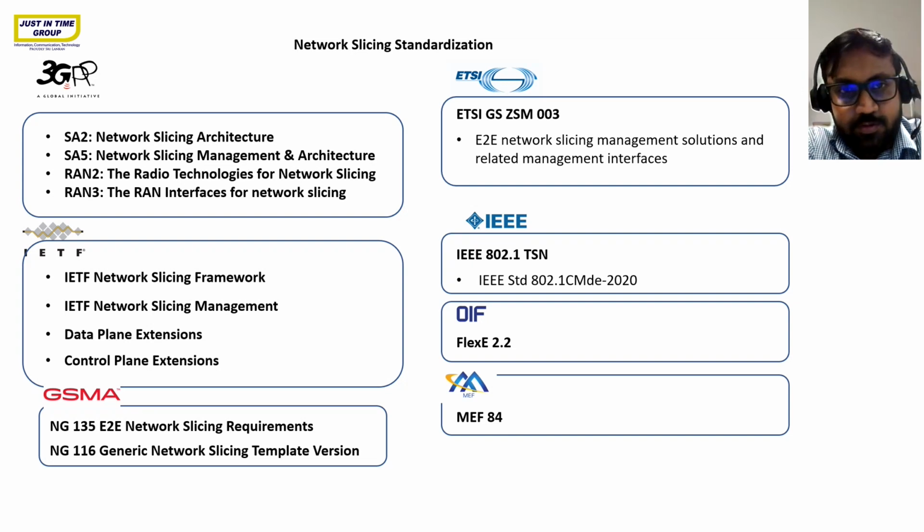ETSI is also involved, and the ETSI ZSM, Zero Touch Service Management framework, is also there to define management interfaces and specifications related to that. IEEE is also involved in terms of time-sensitive networking standards. If you take network slicing, predominantly in the 5G fronthaul, we need standards like TSN, and how we can do scheduling, preemption, and frame preemption and all those things. They are defined through IEEE 802.1 and 802.1CM profiles.